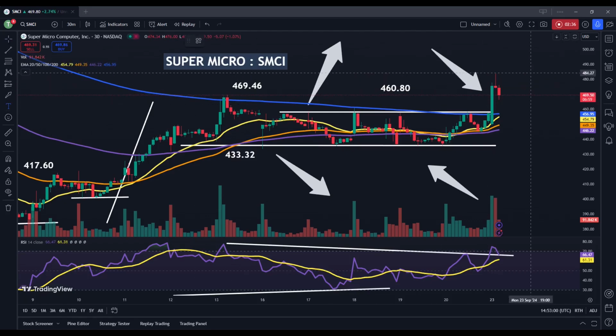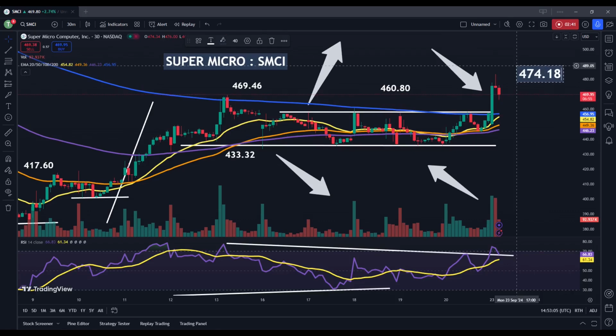Let's just quickly mark that on this price chart here. So 474.18 is now the current level to beat on the top side.